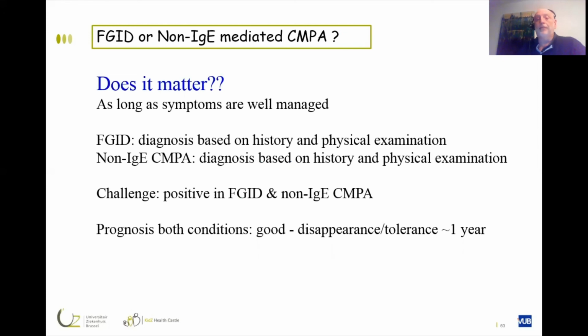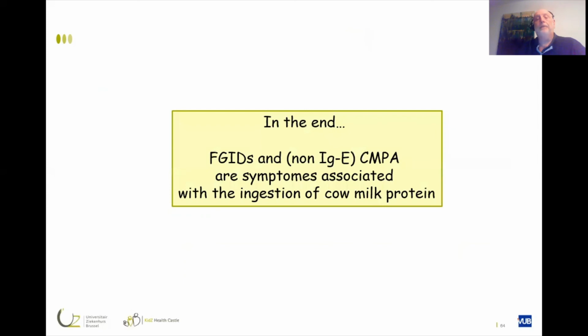The prognosis of both conditions is good, with the disappearance of symptoms and development of tolerance to cow's milk protein at about the age of 1 year. So in the end, functional gastrointestinal disorders and non-IgE cow's milk protein allergy are symptoms associated with the ingestion of cow's milk protein.